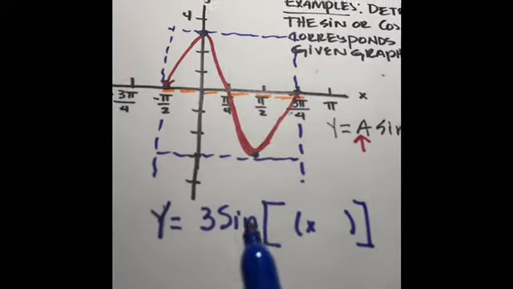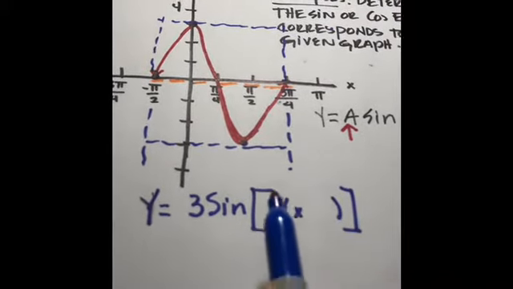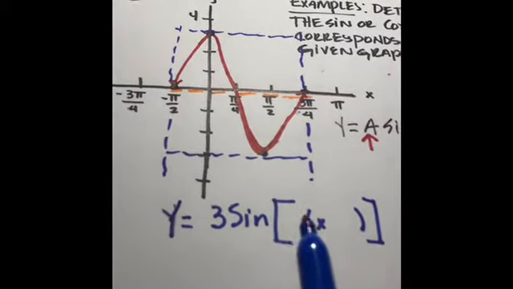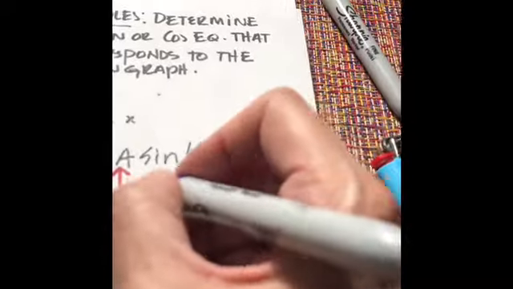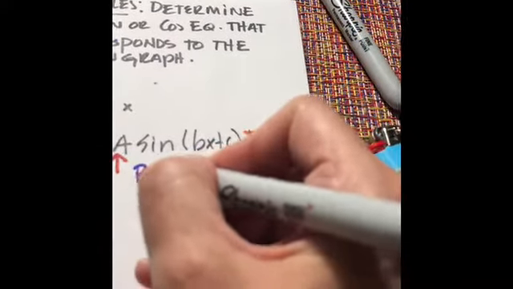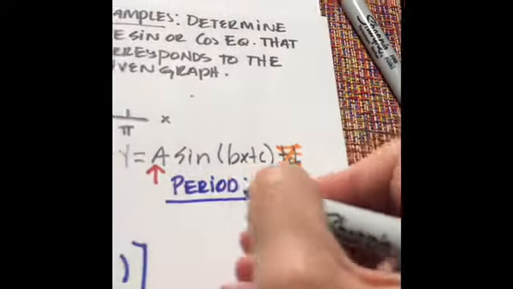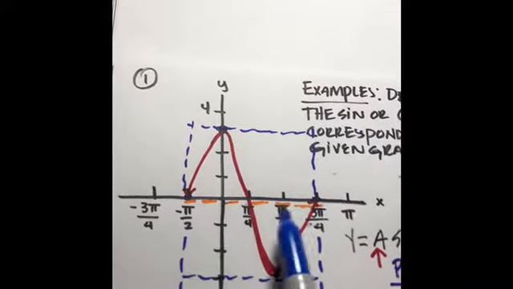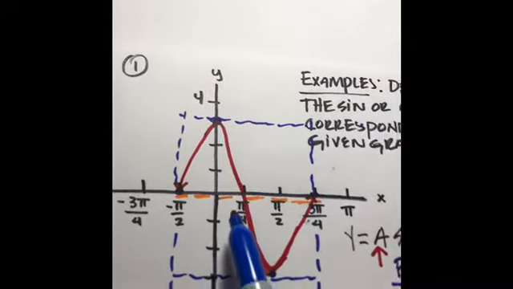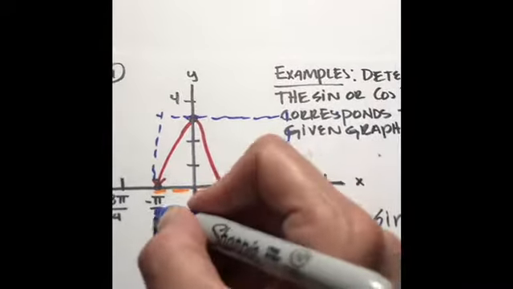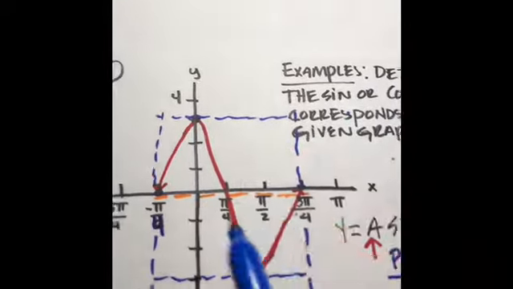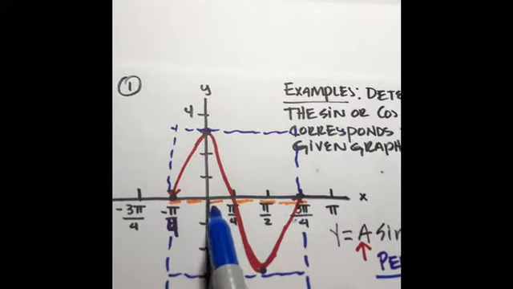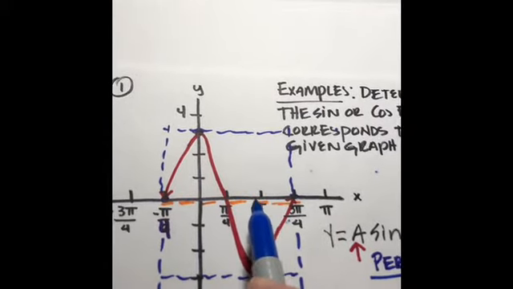Continuing with that, I need to get the b that is going to multiply the parentheses. How do I get that? The b is obtained from the period. So for this graph, I am going to count the period. Before I start counting, let's notice that my graph is split in quarters. 1 quarter from here to here, 2 quarters, 3 quarters, 4 quarters.